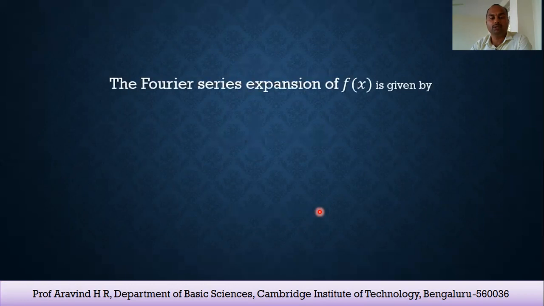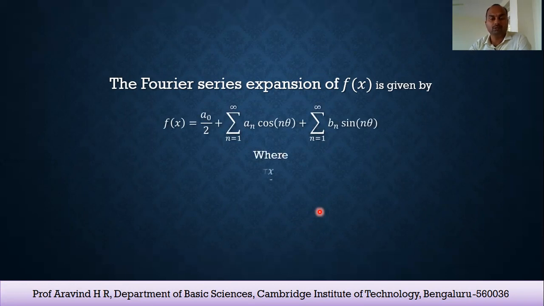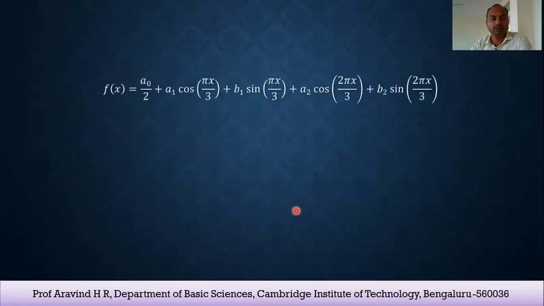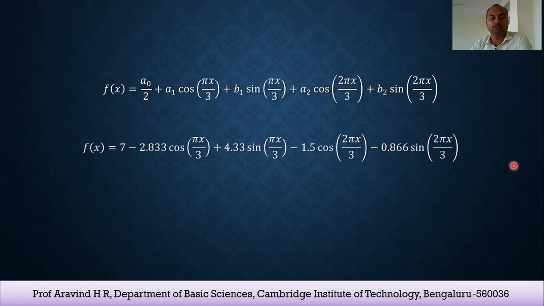We are going to find the Fourier series expansion, not the amplitude. Where theta is pi x by l, and l is 3. So therefore, it is a naught by 2, plus a1 cos pi x by 3 plus b1 sin pi x by 3, plus a2 cos 2 pi x by 3 plus b2 sin 2 pi x by 3. You substitute the constants which we have obtained so far into this formula. This is how we can find the expansion of the given function.